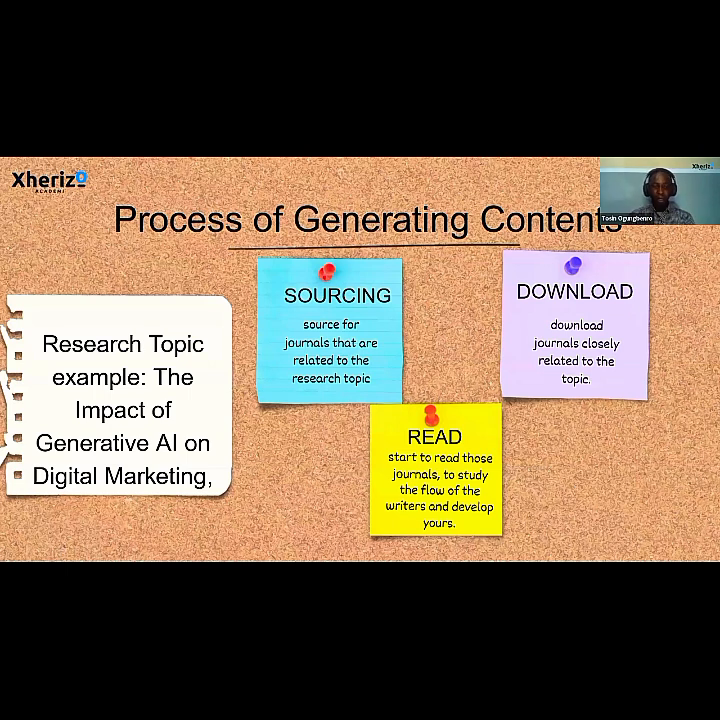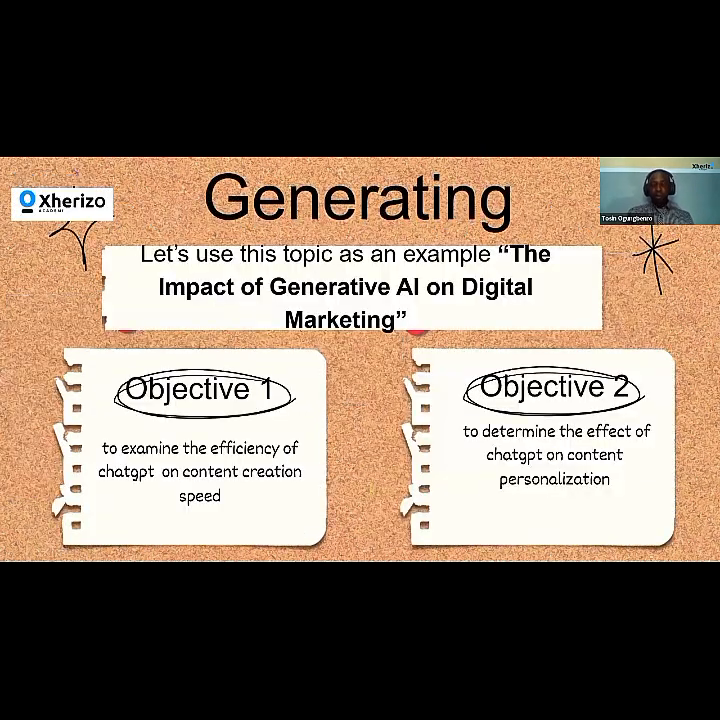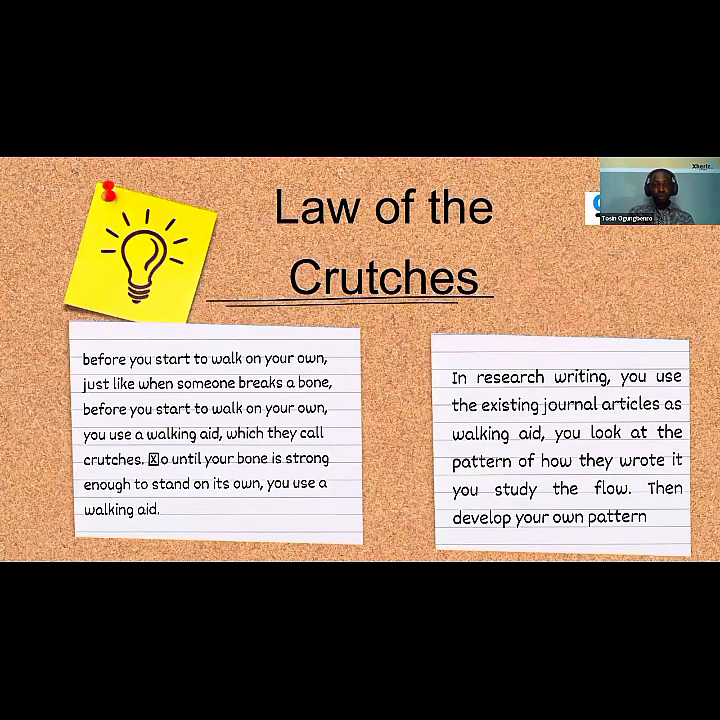the impact of generative AI on digital marketing productivity. Here I was talking about generating content, and I was talking about the law of purchase. Let's say somebody has an accident and breaks their leg. In the process of healing, they want to start exercising that leg to walk again, so they have to use a walking aid. As a researcher, your walking aid is existing literature, existing work.